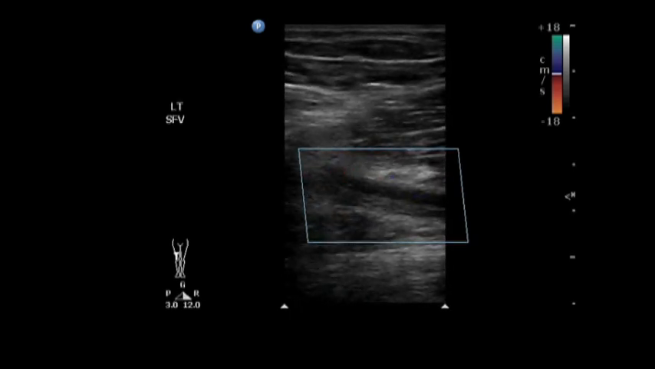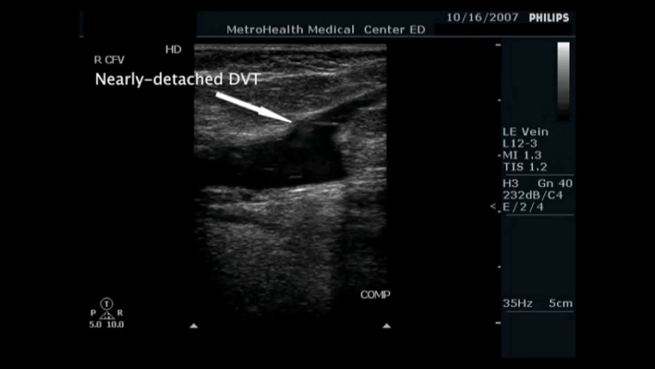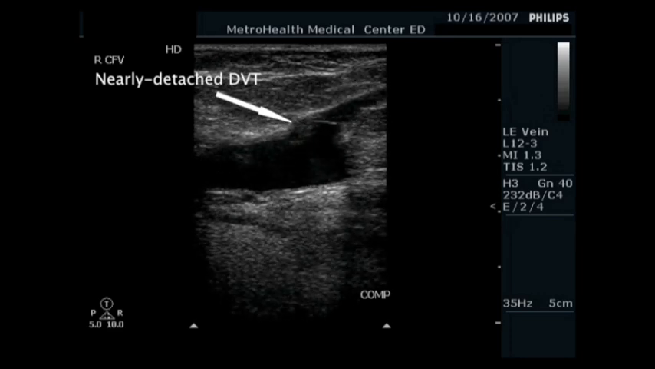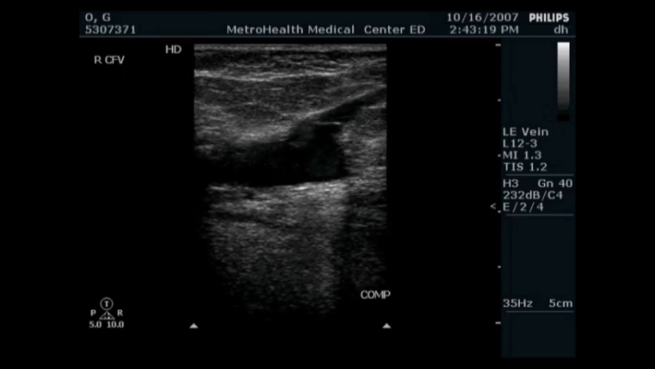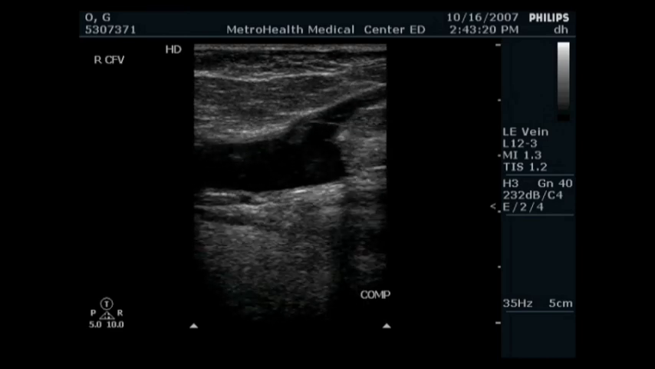Caution should be exercised when having found a DVT. Compression should be used judiciously in order to prevent part or all of the thrombus from being dislodged and propelled proximally into the cardiopulmonary circuit.